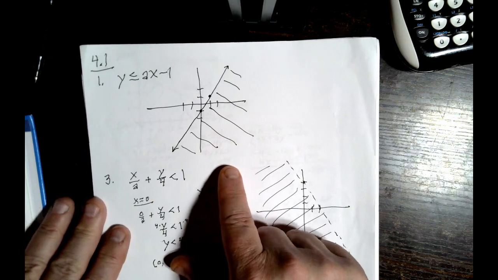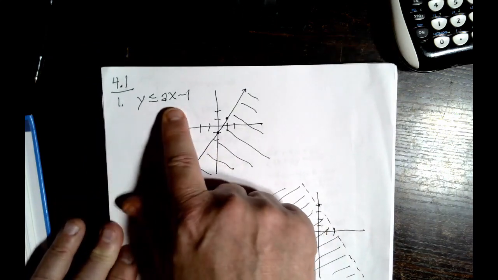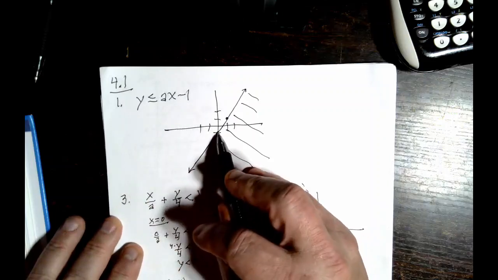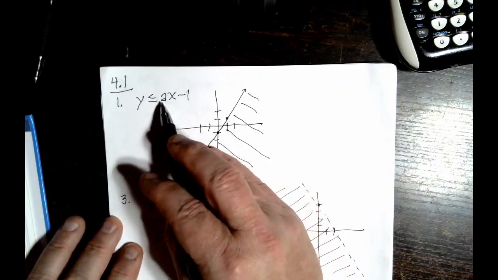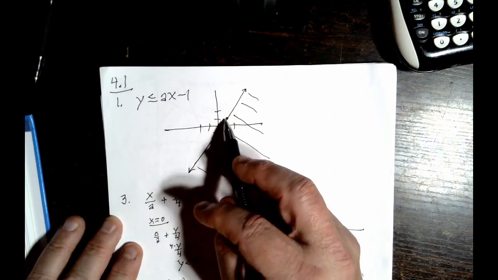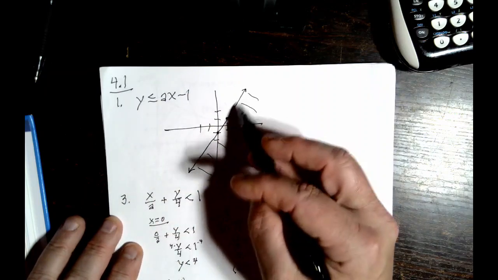xy coordinate system. So you graph y equals 2x minus 1. So that means minus 1 is one of the points, and then to find another point you just rise 2 and run 1. Rise 2 and run 1. There you go. Connect the dots.